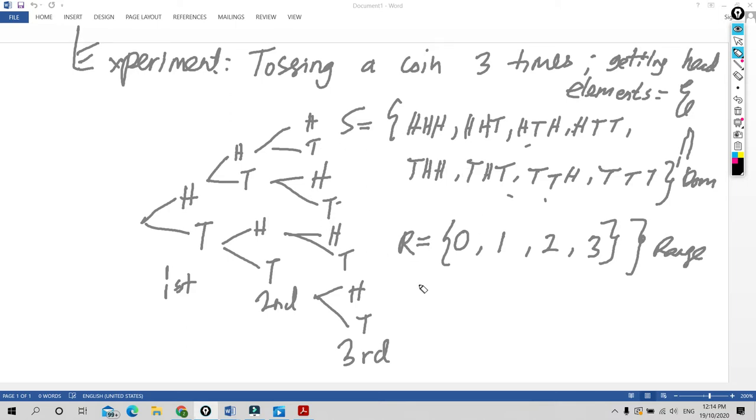So if I want to find X of all heads, it is equal to 3. X of all tails, or 0 heads, is equal to 0.